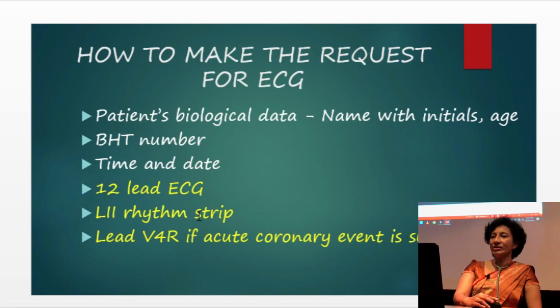Then on the request form, you have to mention 12 lead ECG, lead 2 rhythm strip. The lead 2 rhythm strip means the fairly longer recording on lead 2. It is useful to analyze rhythm disorders. Then lead V4R should be included if you suspect an acute coronary event.